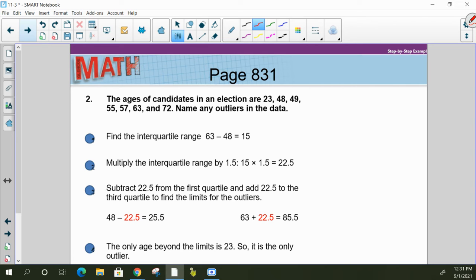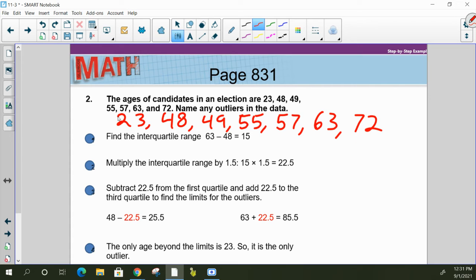Maybe turn your book sideways or use that green space on the side and write out 23, 48, 49, 55, 57, 63, and 72. So they already put them in order for us. That was nice, and we're just making a nicer list. All right, so numbers are listed out. We need to find the middle, the median.